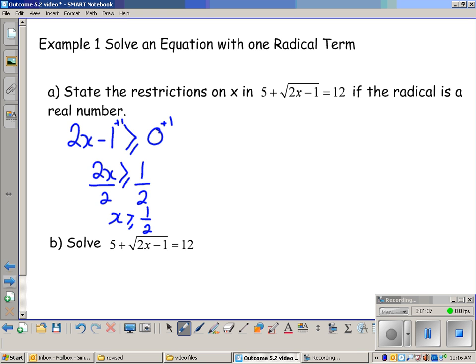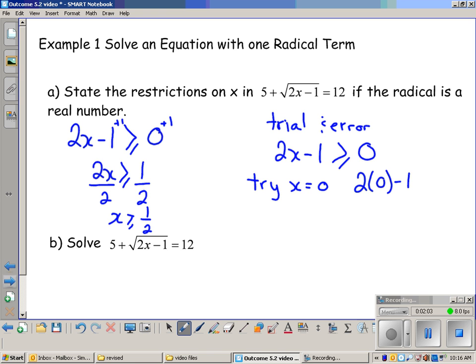The other method is by trial and error. I want to see what makes this a true inequality. So I want to substitute in values for x. So I can try something like 0. If I substitute 0 in, I end up with 2 times 0 minus 1 is greater than or equal to 0. 2 times 0 is 0, so I end up with negative 1 being greater than or equal to 0. This one does not work.